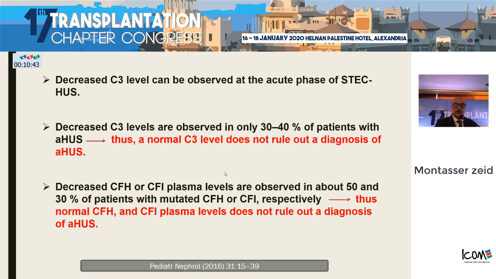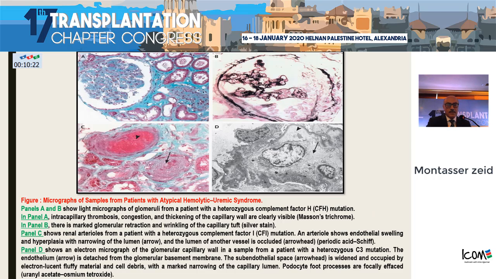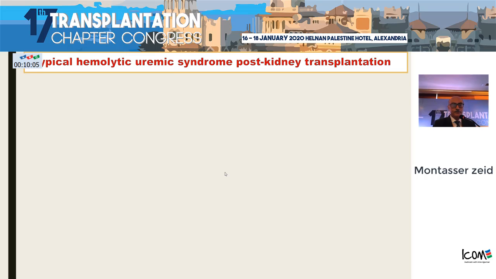And decreased complement factor H or complement factor I plasma level is observed in about 50 and 30% of patients with mutated complement factor H or complement factor I, respectively. Thus, normal complement factor H and complement factor I plasma levels don't rule out a diagnosis of atypical HUS. This is the pathology of a patient with atypical HUS, showing in this figure proliferation of endothelial cells and obliteration of the lumen and thrombosis of an arteriole.